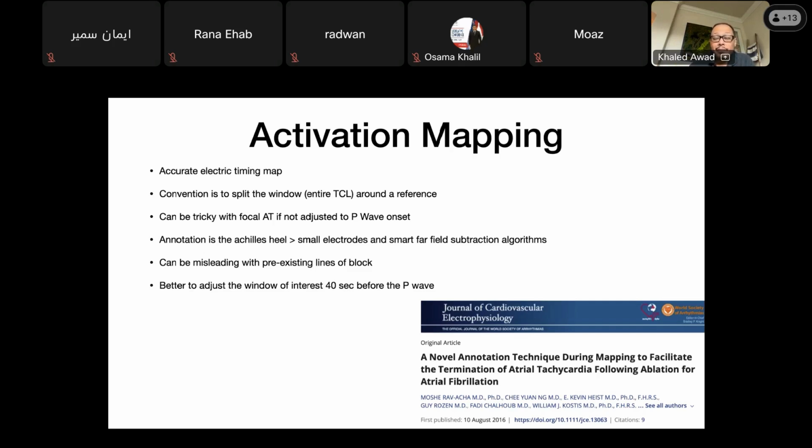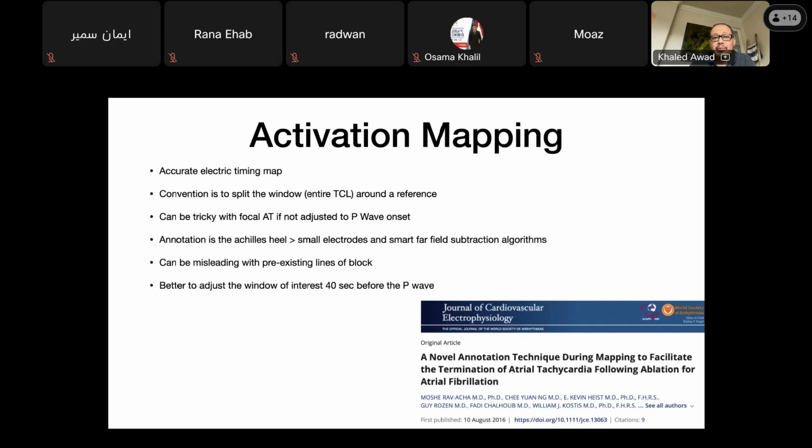Activation mapping can be tricky if you have a focal atrial tachycardia, and that brings us to another point that is very crucial. If you think you're mapping a focal atrial tachycardia, an automatic non-reentrant rhythm, and that's very important to know, then you need to adjust that window differently. You need to be looking at what happens right before the P wave. That's what matters. It's not so much the entire atrium. So adjusting your window can make or break your activation map.